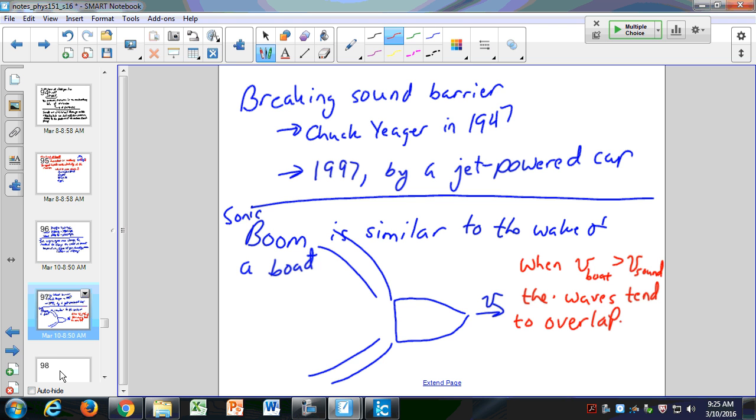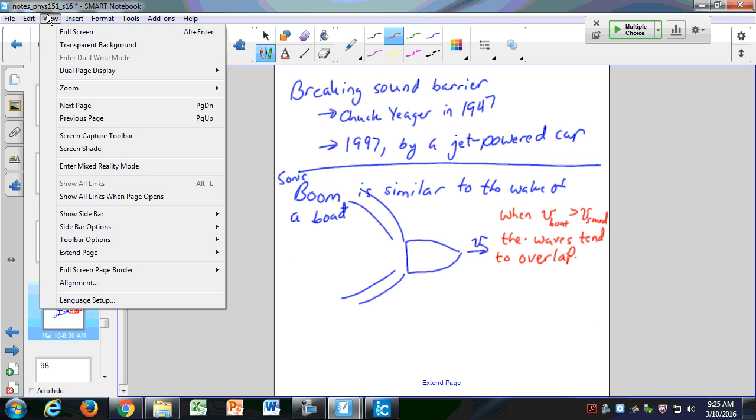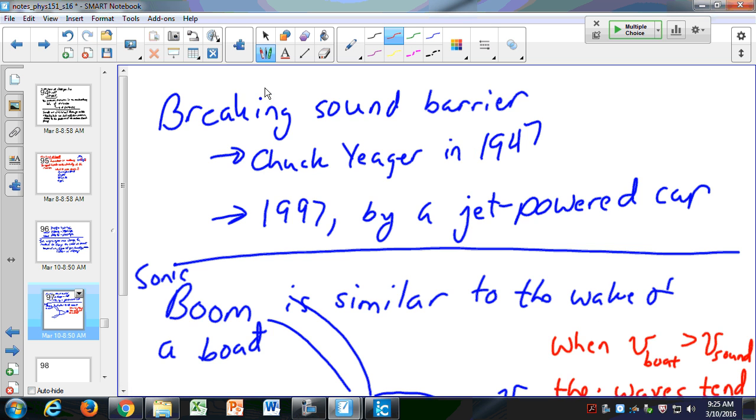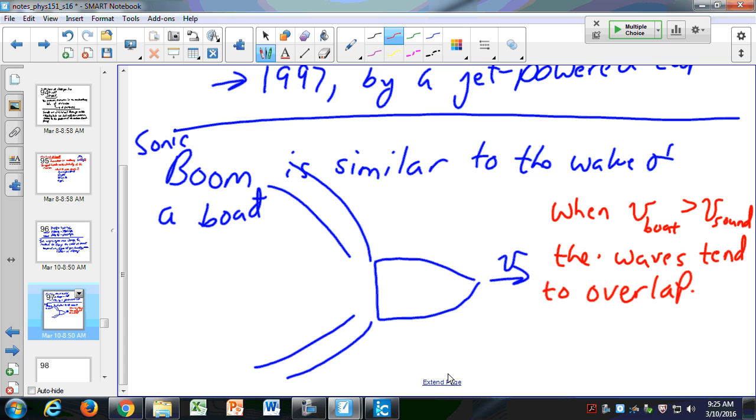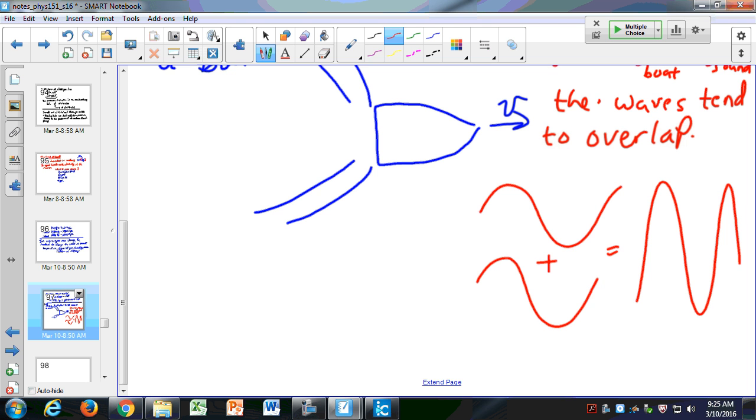And what happens is you get this phenomenon where you have two waves that add up. You have one wave here, and then you have another wave here, and these will add up, and they'll create a wave that has a much bigger amplitude. So whereas usually if your boat is traveling at a slower speed, these waves are spaced out. If it's traveling at a faster speed, these waves will all bunch up together like that.